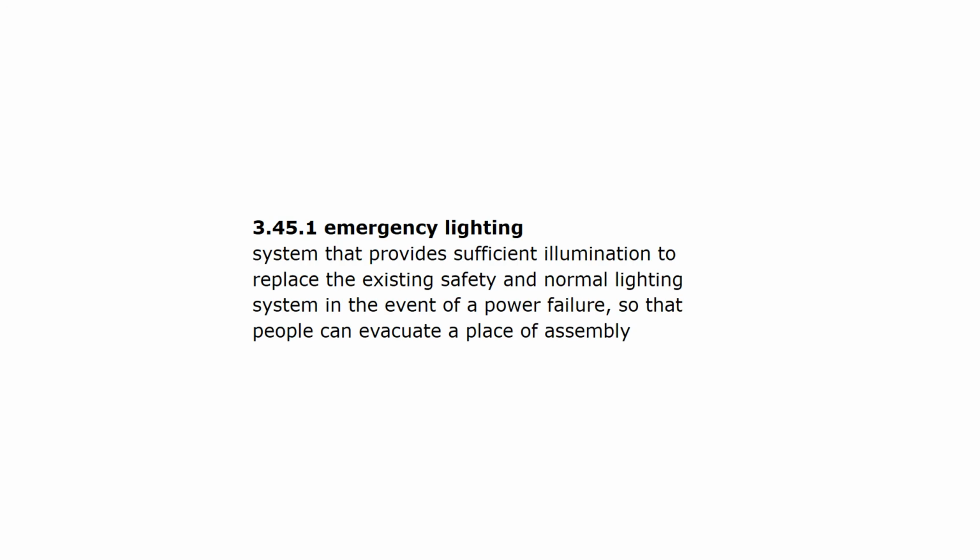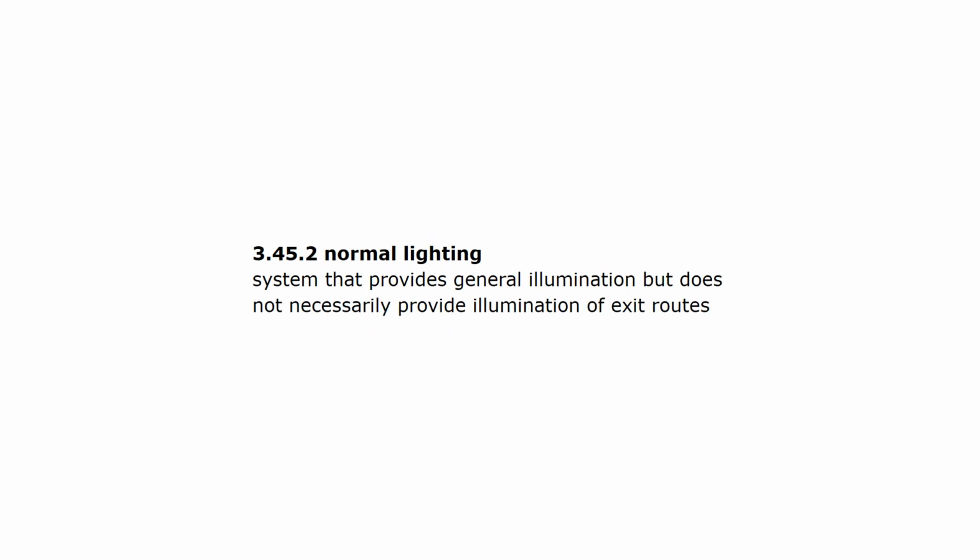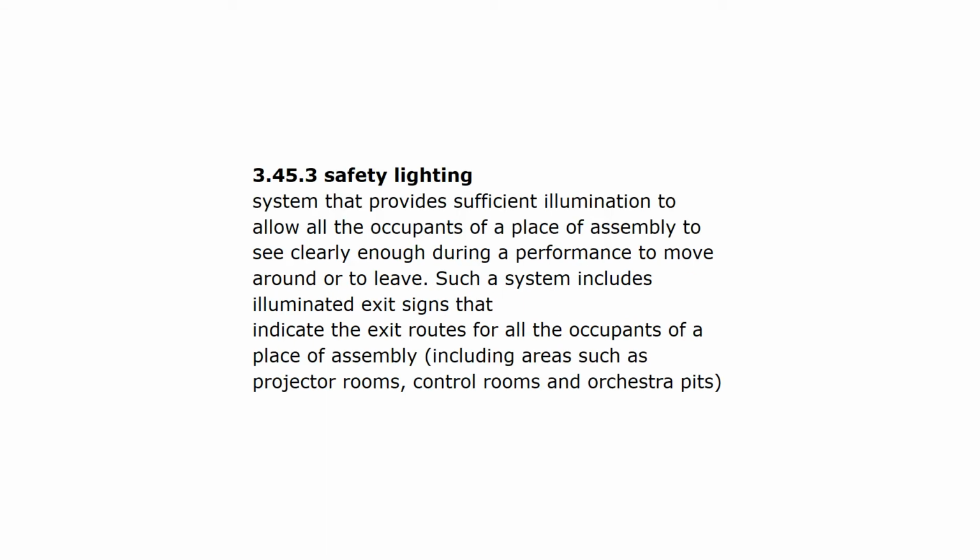Lighting system. Emergency lighting: system that provides sufficient illumination to replace the existing safety and normal lighting system in the event of a power failure, so that people can evacuate a place of assembly. Normal lighting: system that provides general illumination but does not necessarily provide illumination of exit routes. Safety lighting: system that provides sufficient illumination to allow all the occupants of a place of assembly to see clearly enough during a performance to move around or to leave. Such a system includes illuminated exit signs that indicate the exit routes for all occupants of a place of assembly, including areas such as projector rooms, control rooms, and orchestra pits.